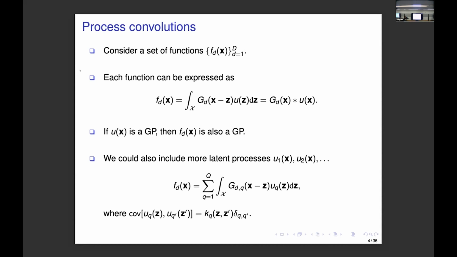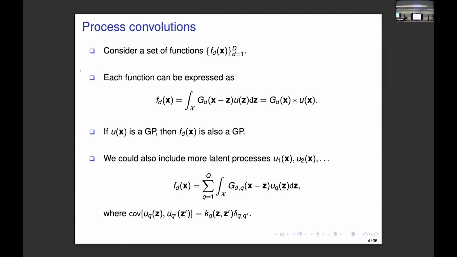So you can include more latent GPs, and then get a more general expression as the one that you see here, where you are now adding over capital Q latent processes, and each latent process is acting through a different smoothing kernel, making a different contribution to the output. And then if you assume that those latent processes are independent Gaussian processes, then you can work out a covariance function as well for the f_d and f_d prime processes.